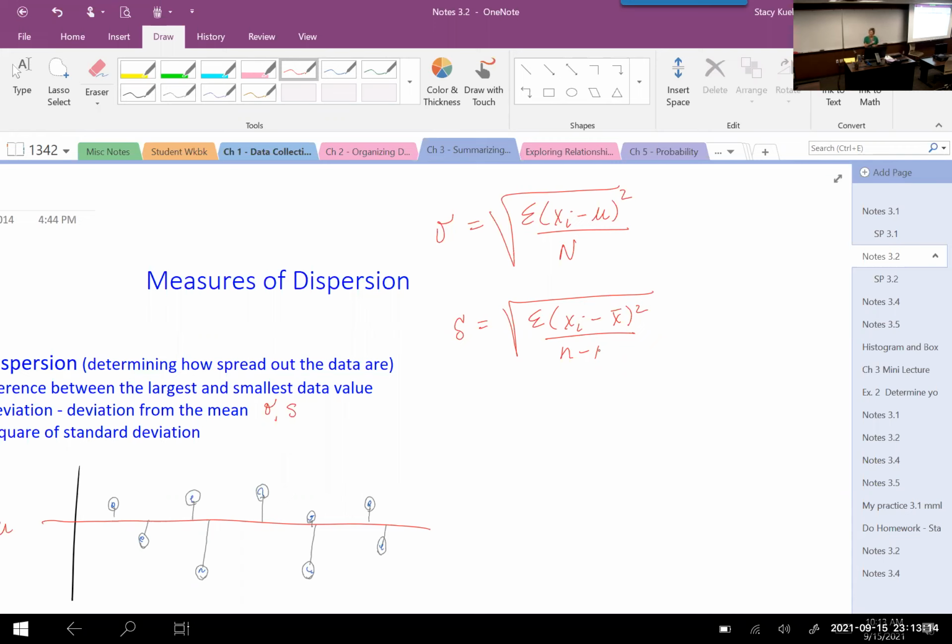Okay, that's important. Make sure you have that written down. Just like the mean is easily influenced and not resistant, the standard deviation is easily influenced and not resistant.